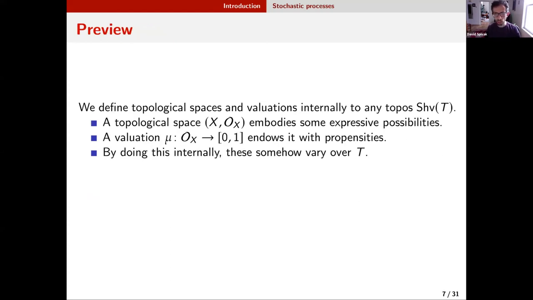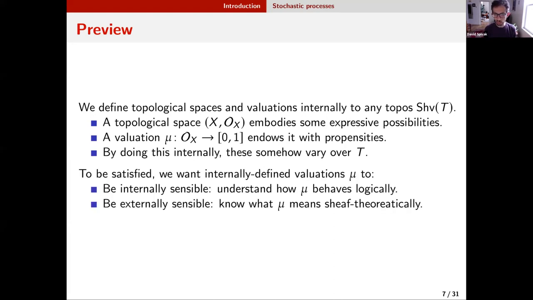So the preview of the rest of the talk is that I'll define topological spaces and valuations internally to a topos of sheaves, and I'll remind you what that means. And that topological space, once we define it inside of the sheaves topos, will tell us what the expressive possibilities are of our character, and the valuation will tell us what its propensities and likelihoods are. And by doing this internally, these ideas are somehow going to vary over T. And to be satisfied with this definition, we want that however we define valuations, we're going to be able to work with them logically and understand what they mean semantically.